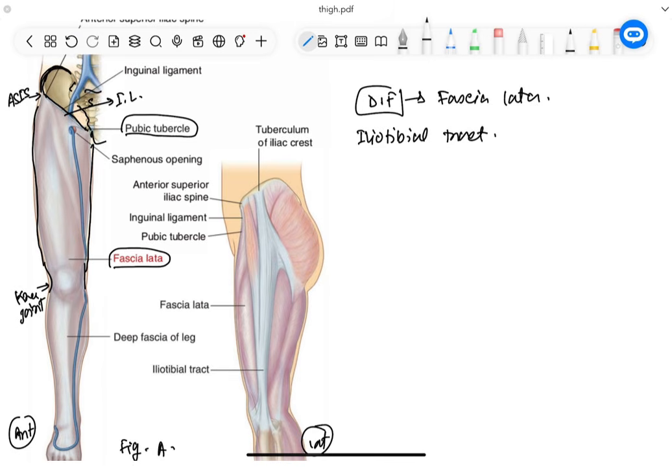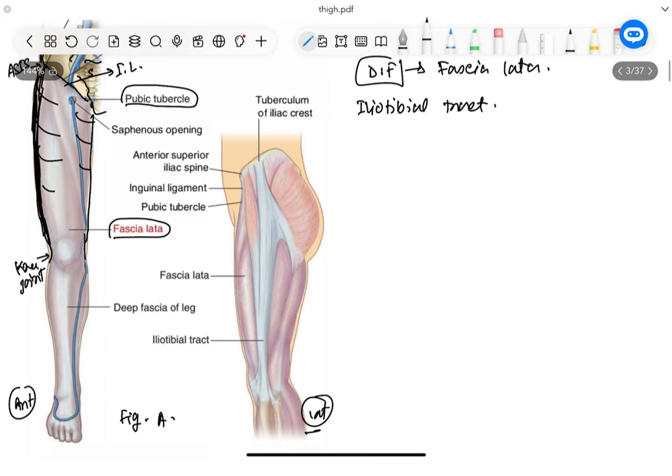Now, I said iliotibial tract. This fascia lata, when it is encircling the whole thigh in such a way, on the lateral aspect it becomes thickened. Now, you see the lateral view. On the lateral view, you can see there is a thickening of the fascia lata or deep fascia. And what is the name of this? Iliotibial tract. So, the iliotibial tract is nothing but the thickening of the fascia lata on the lateral aspect of the thigh, and it is a near about 2-inch wide band.